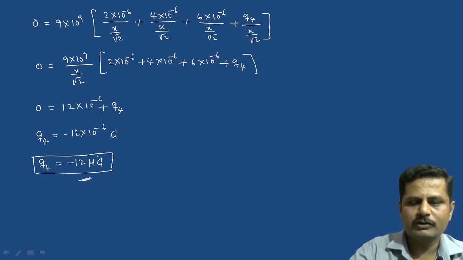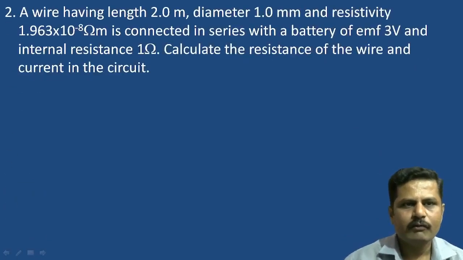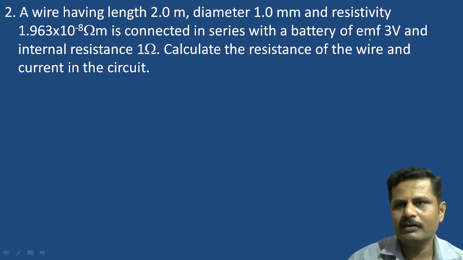Let's move to the next question. A wire having length 2 meter, diameter 1 millimeter and resistivity 1.963 into 10 raised to minus 8 ohm meter is connected in series with a battery of EMF 3 volt and internal resistance 1 ohm. Calculate the resistance of the wire and current in the circuit.